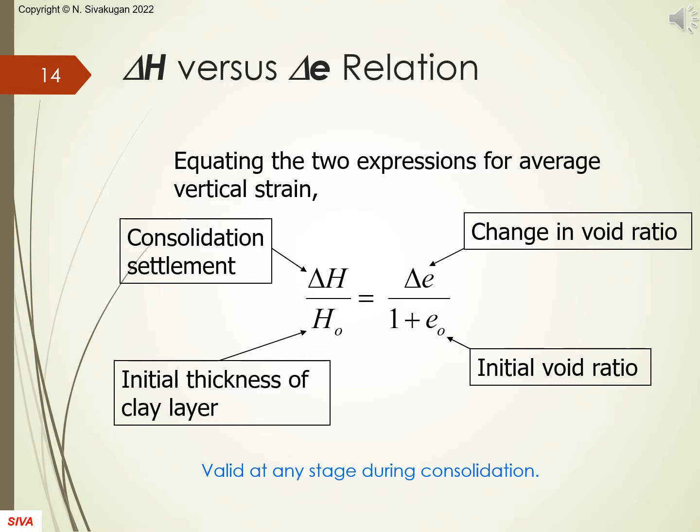Equating the two expressions from the previous two slides, delta H on H0 equals delta e on 1 plus e0. This is a very useful equation, we will use often in calculating the consolidation settlements.